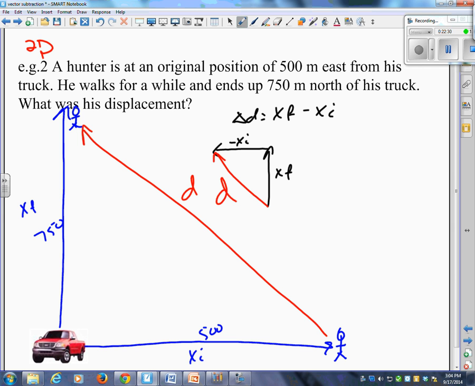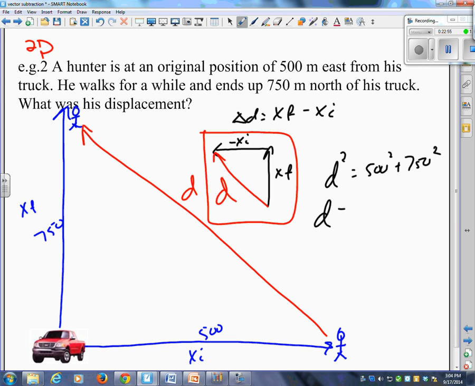Is this the same triangle as that? Not really. It's kind of the complement, and it's a bit small. I just drew it smaller, but it could be the same size, right? And now you complete it. I need this diagram to give you full marks for the outcome: understand vector subtraction. If all you do is just go d squared equals 500 squared plus 750 squared and solve, then I can't say that you understand vector subtraction.